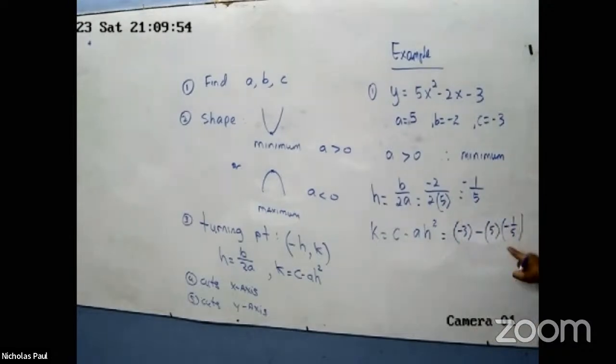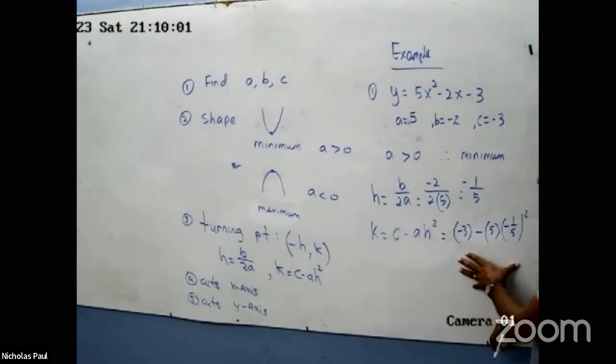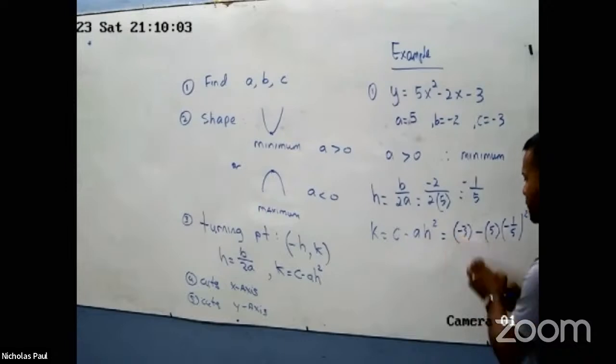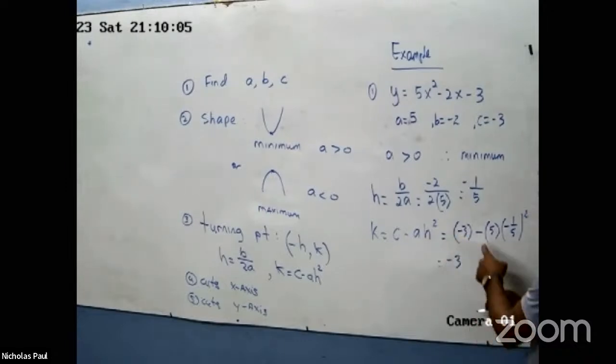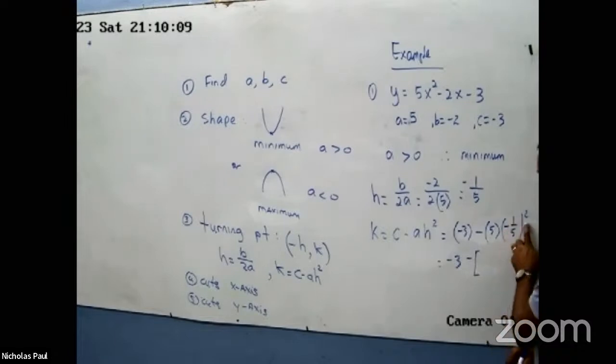But I need to remember to square H. Are you okay with that? So when you reach here now, minus 3, you can leave it like that. Minus, I'm leaving this here. Minus 1/5 squared, I'm working out that first. So minus 1/5 squared is 1 on 25, and I'm multiplying that by 5.